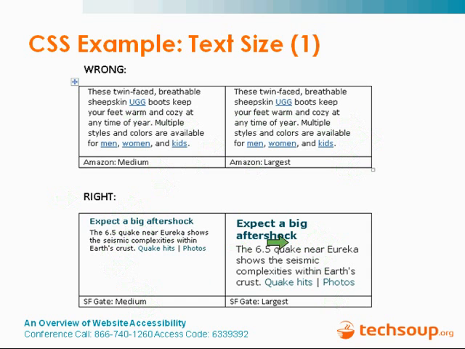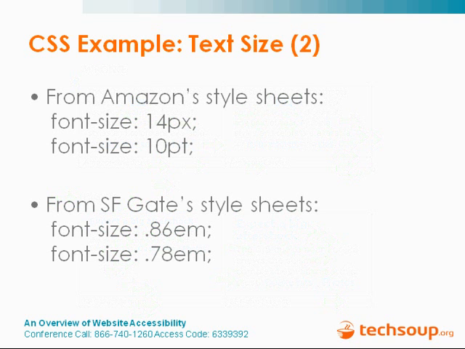And the way you do that through cascading style sheets, on Amazon, I actually looked at their style sheets, and they define the font size in pixels or in points, 14px or 10 point. Those are what are called fixed size fonts, so the fonts will not change size in response to the user settings. However, on the SFGate style sheets, the fonts are defined using ems, which is a proportional definition, which means that the fonts will respond to the user's browser settings.